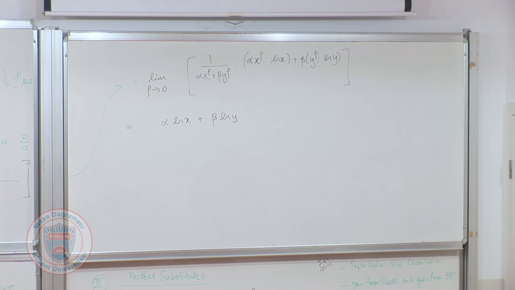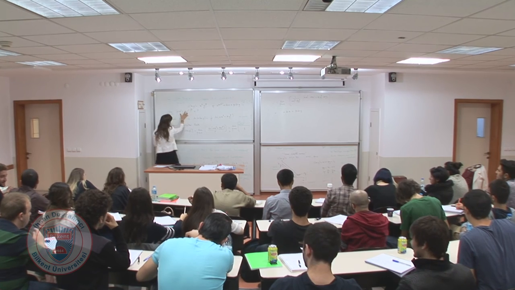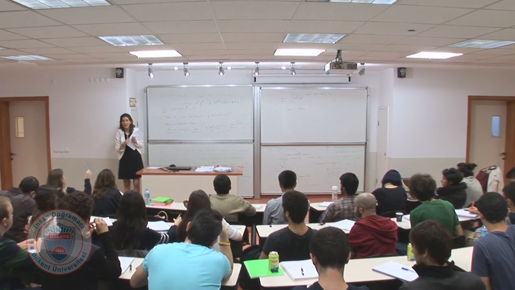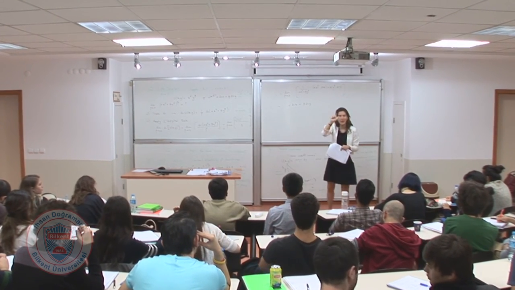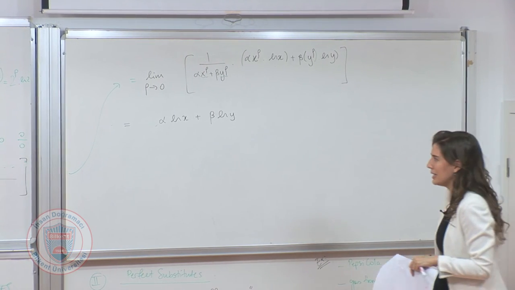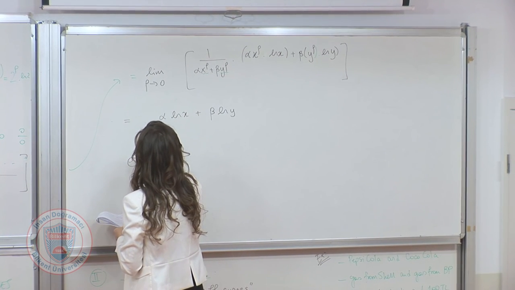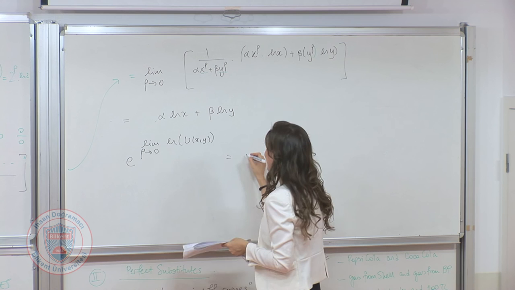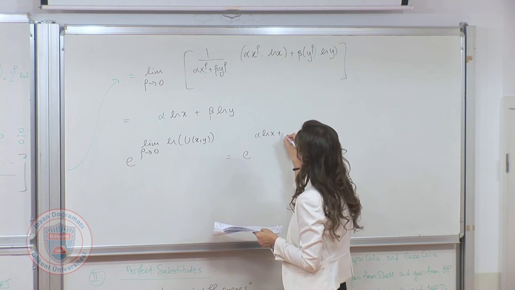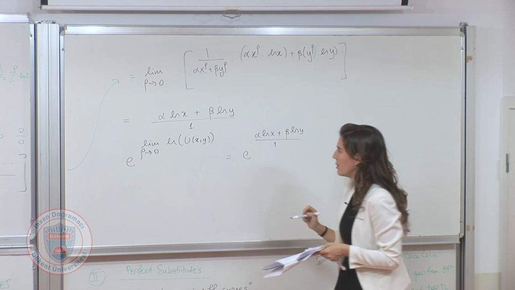So you see that either you can have that, or what you should do is, remember, I took ln. But what I wanted was actually this guy. So I should take the exponential. I can do that because it's a continuous function. So I can change the order of the limit and the function. So basically we can have e to the power of the limit. I told you to do it, but I did it myself, right? So basically e to the power alpha ln x plus beta ln y, divided by 1. Don't forget that there's this 1 here that was coming from here, okay?